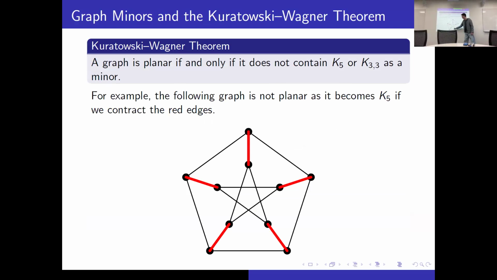For example, if we have this graph, we want to show that it is not possible to embed it on the plane without crossing edges. What we can do is we show that this graph has a K5 minor. So why does it have a K5 minor? Because we can contract these 5 edges, then it will become a K5. Therefore, this graph is not possible to be embedded in the plane.